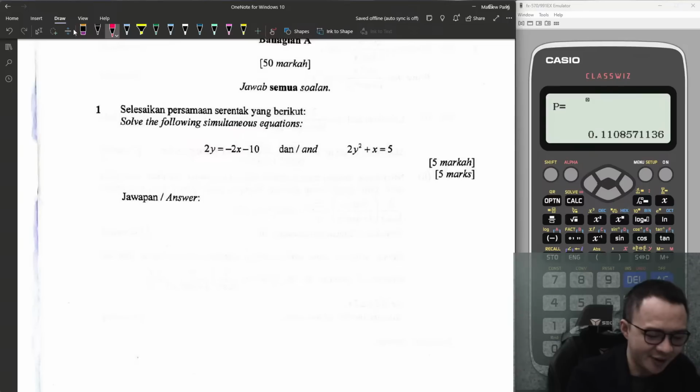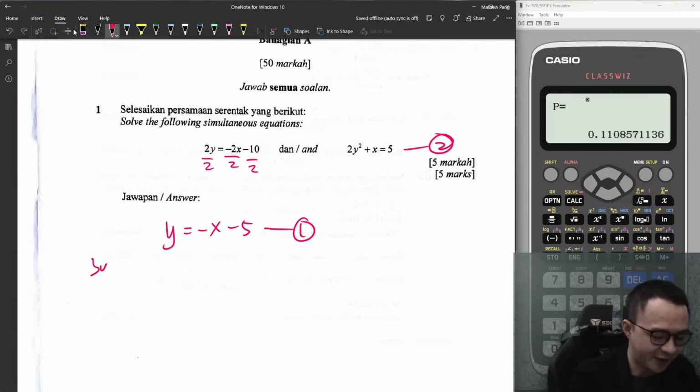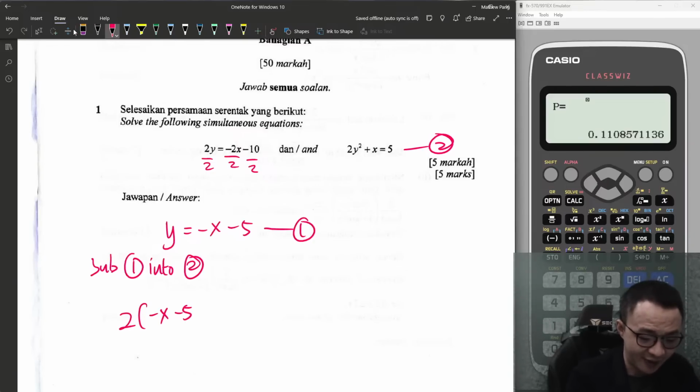So first thing is this equation. I prefer to divide by 2 first, to make it look a bit simpler. Minus x minus 5. So this is my first equation, and this is my second equation. Definitely I will substitute 1 into 2, right? Substitution. Okay, so this is 2 minus x minus 5 squared plus x equals 5.